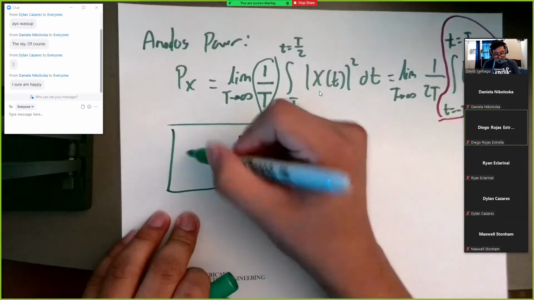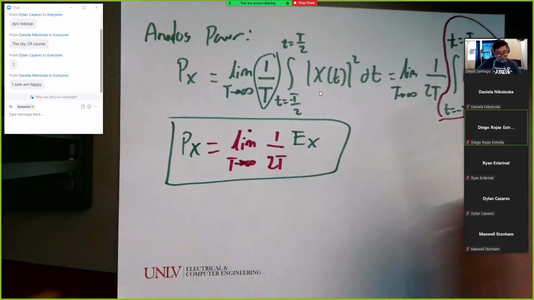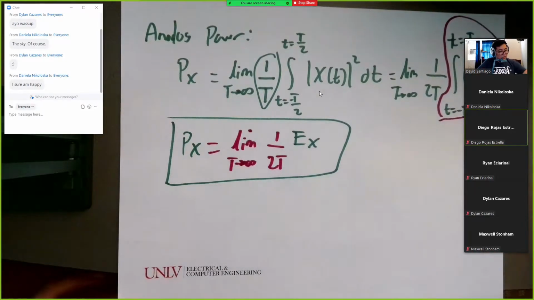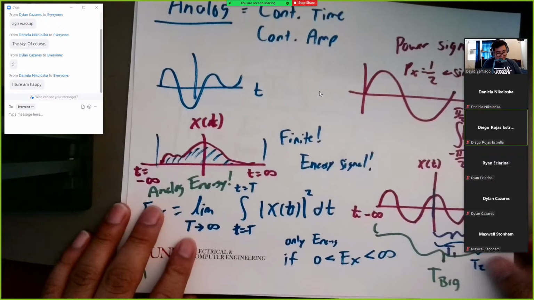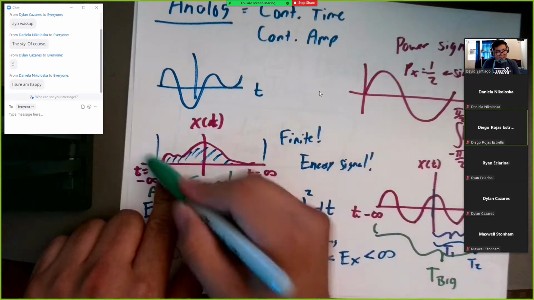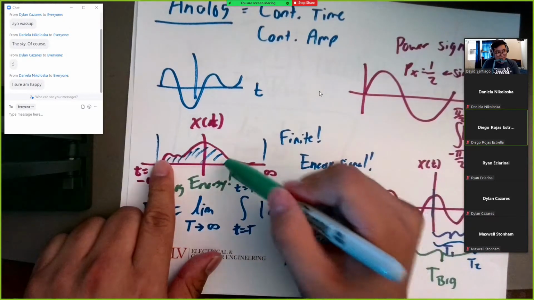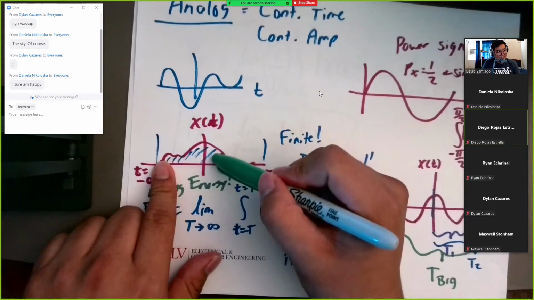And now you can see that connection. So what I'm trying to tell everyone is if you were to analyze this picture right here, if you see something finite like this, and you add the entire signal in absolute value and square it, and if it's finite, then it's an energy signal.